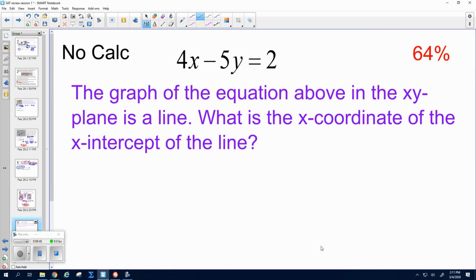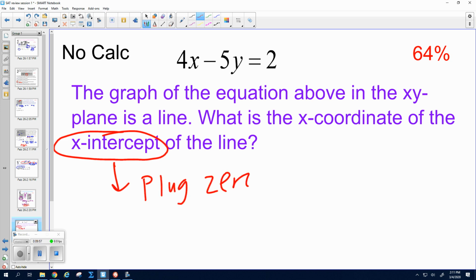All right, this is a no calculator question. I don't know why anyone would miss this, you guys, but the only thing I can think of is you don't know how to find the x coordinate of the x-intercept. So first of all, how do you find an x-intercept? You plug 0 in for what? Yes, plug 0 in for y. Anytime you want an x-intercept, and then find the x-coordinate of it.